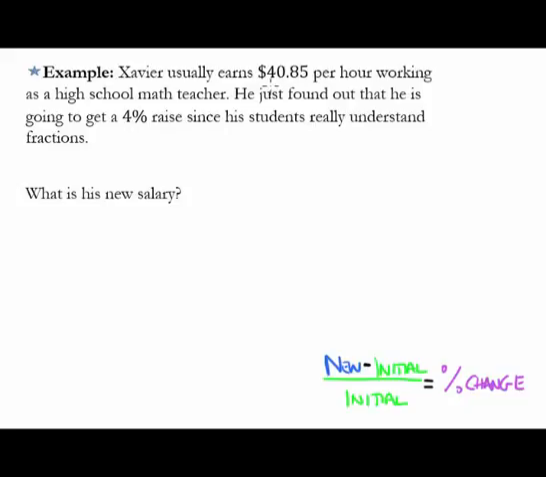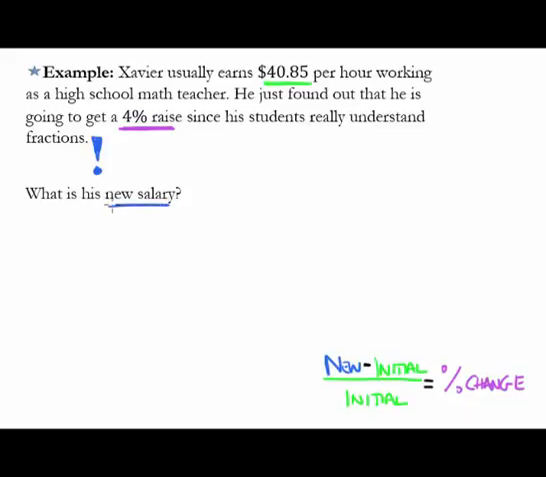Xavier usually earns $40.85 per hour working as a high school math teacher. So this is his initial salary. He just found out that he is going to get a 4% raise. So this is the percent change, his percent increase, 4% over and above his $40.85 salary. He's going to get a 4% raise since his students really understand fractions. Whoa, that's amazing. It is very hard to really understand fractions. He must be a really good math teacher.